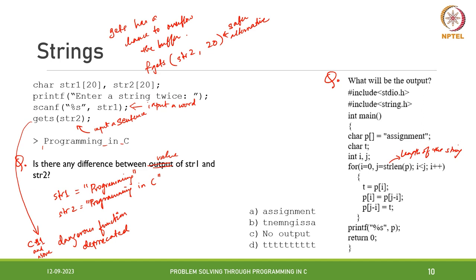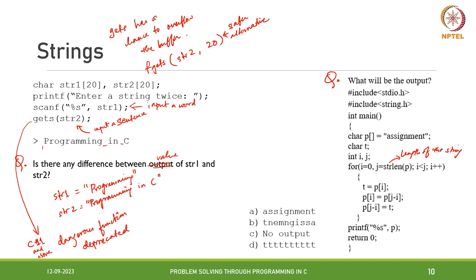Your condition is i less than j, and i is incrementing by i plus plus. Inside the loop you are doing a few operations, and then you are printing p. So what will be the output here? No output. Okay, why is that?